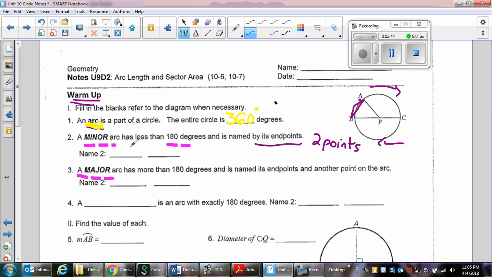So I can name it as AB, right? And I can put an arc right here. That's a minor arc. Or I can name this arc here as AC. Two letters, and this is also a minor arc.